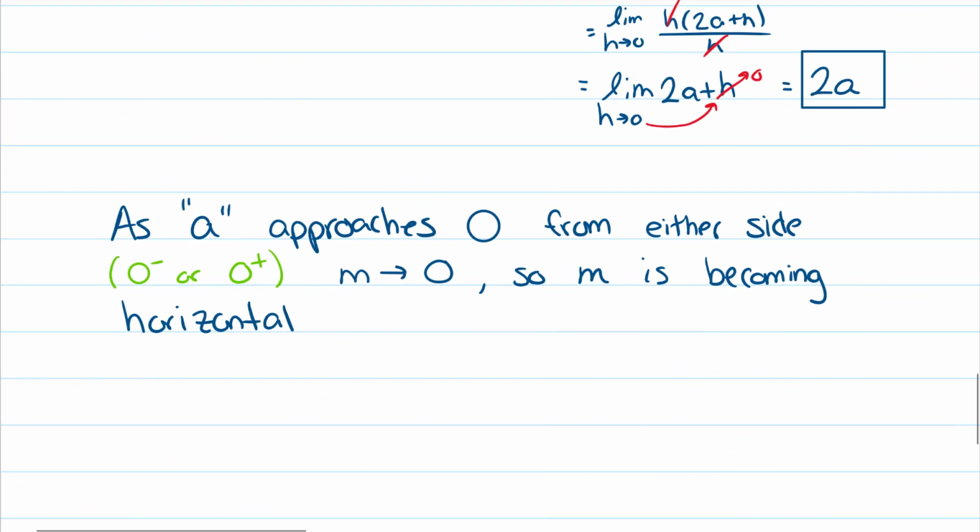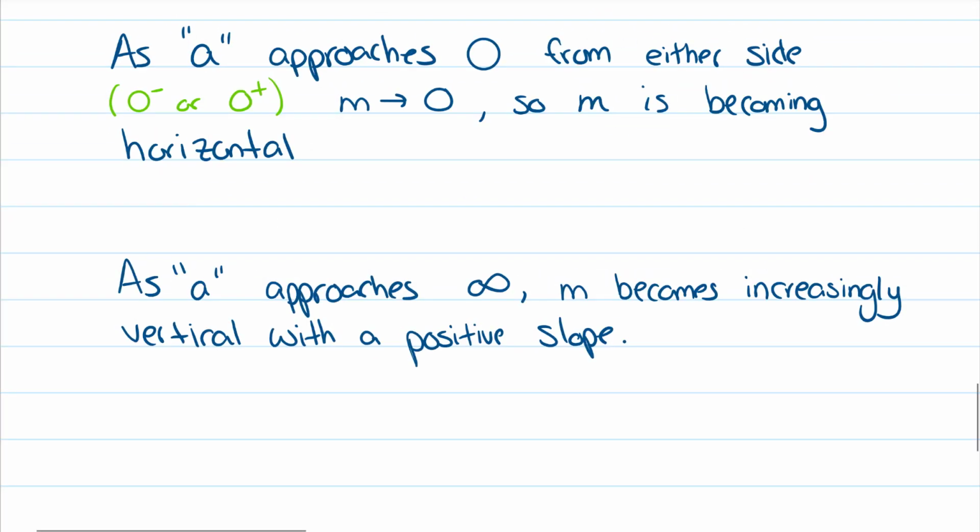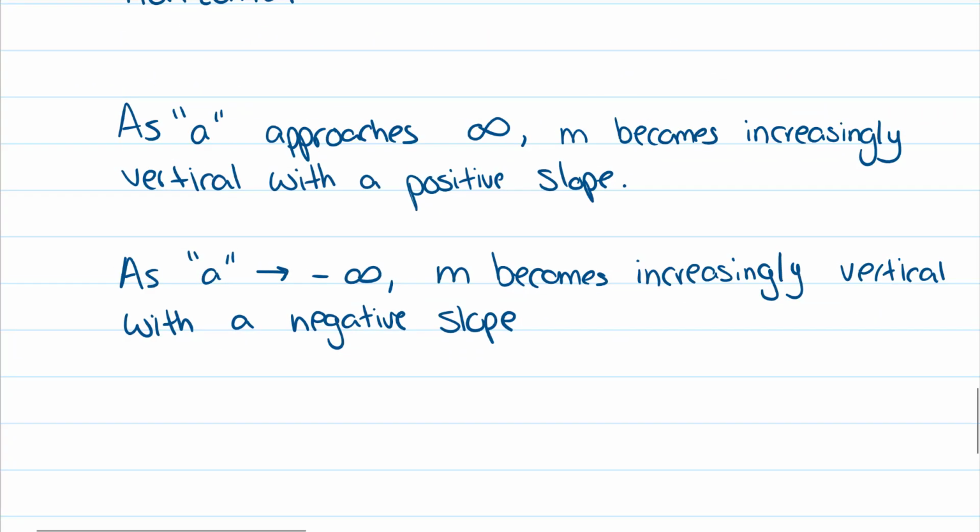So as a approaches 0 from either side, the right or the left, m approaches 0. So m is becoming increasingly horizontal. As a approaches infinity, m becomes increasingly vertical with a positive slope. And as a approaches negative infinity, m becomes increasingly vertical with a negative slope. So the key words here are that when it becomes 0, it becomes horizontal. When it becomes infinity, it becomes positive infinity with a positive slope. And when a approaches negative infinity, m becomes negative infinity because it has a negative slope, because the line points down.